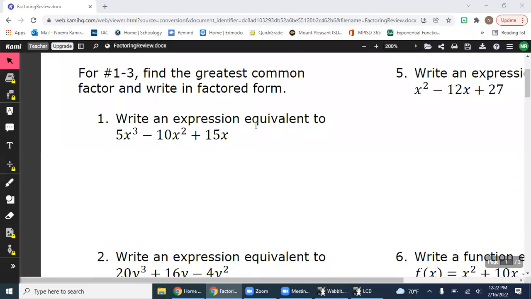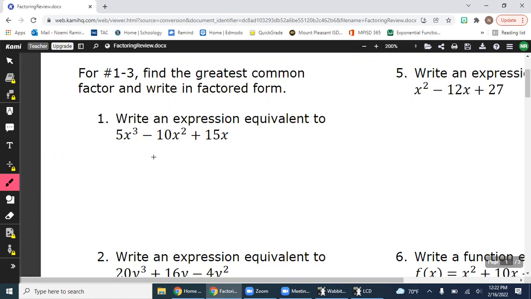Okay. So I'm going to show you guys how to do one of each type of problem that's going to be on the test. You guys get to work on your own on the rest of these. All right, starting with number one. Numbers 1 through 3 are the types of problems where you're going to have to find the greatest common factor.